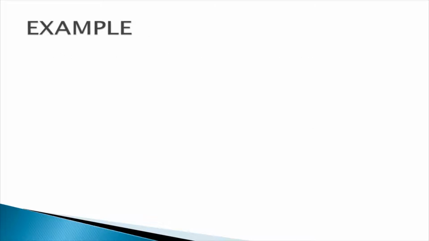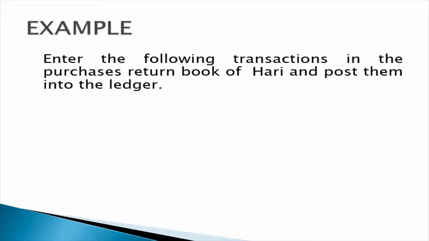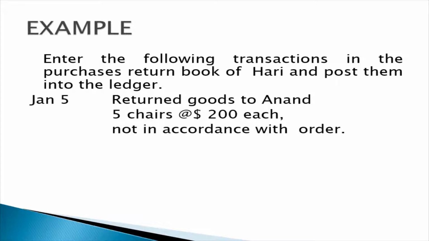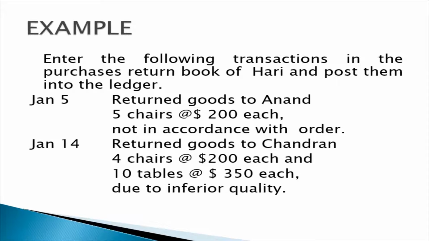Now, let's come to the example of purchase return book. Enter the following transactions in the purchase return book of Hari. January 5th, return goods to Anand, 5 chairs at $200 each. Reason is not in accordance with order. Next one is on January 14th, return goods to Chandran, that is 4 chairs at $200 each and 10 tables at $350 each. The reason is inferior quality.